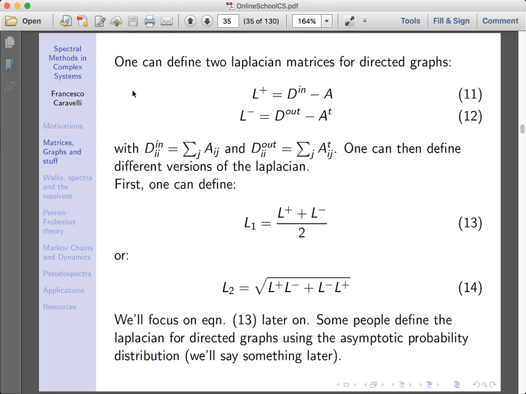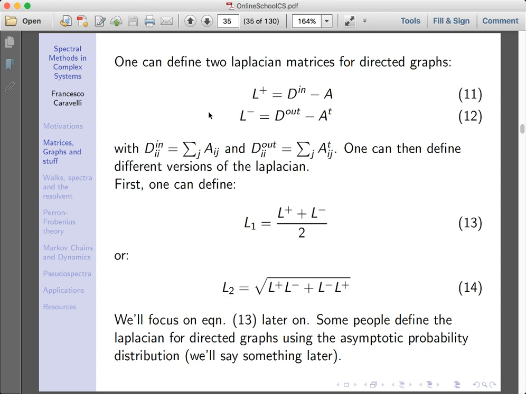For directed graphs, there is not a unique definition of the Laplacian. Here we provide two different definitions. Because the graph is directed, you have two different definitions of edges: those that are incoming to a node and those that are outgoing from a node. Given these two definitions, which are basically described by either A or A transpose, you can define the Laplacians L plus and L minus to describe two different phenomena.